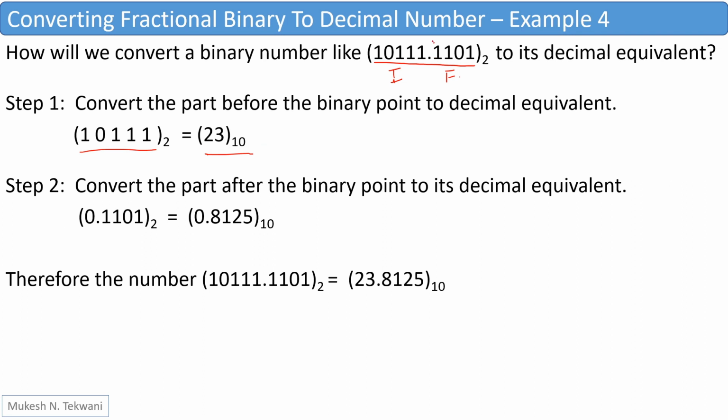Then we take the fractional part 0.1101, the part after the binary point, and we convert it into its equivalent decimal. We saw in the earlier example that this is 0.8125. Therefore the entire number can be written as the integer part, which corresponds to 23, and then the fractional part of binary corresponds to 0.8125. This becomes our complete equivalent value in the decimal system.